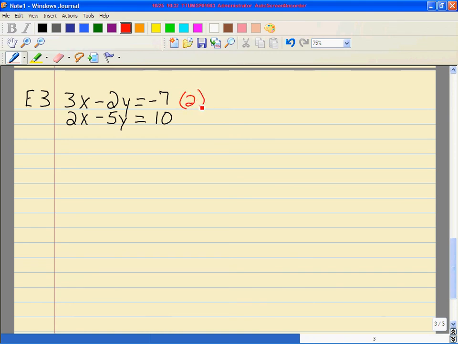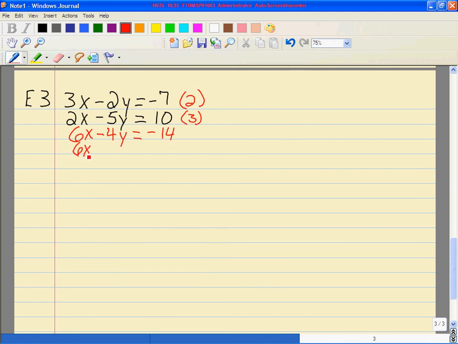So I have to think, what have I got to do to 3 to make it 6? And that's multiplied by 2. And what have I got to do to 2 to make it 6? And that is multiplied by 3. So I'm going to multiply everything in the first equation here by 2, everything in the second equation here by 3. 2 times 3x is 6x. 2 times 2y is 4y. And 2 times negative 7 is negative 14.